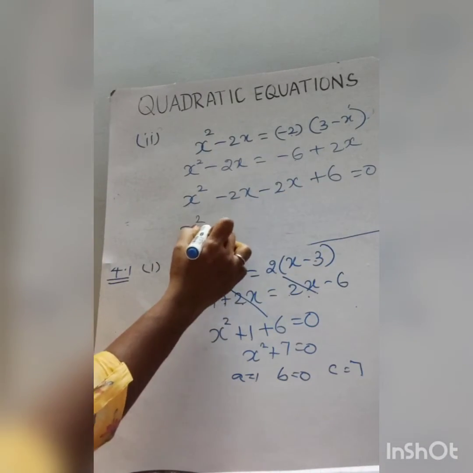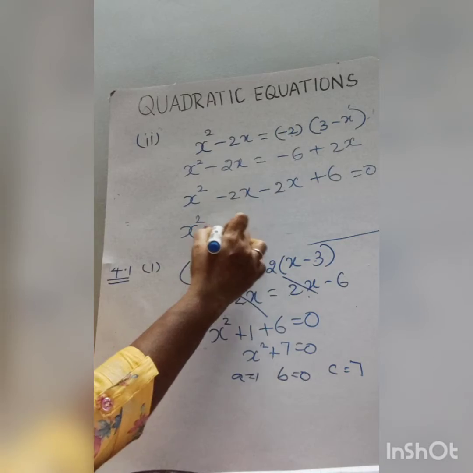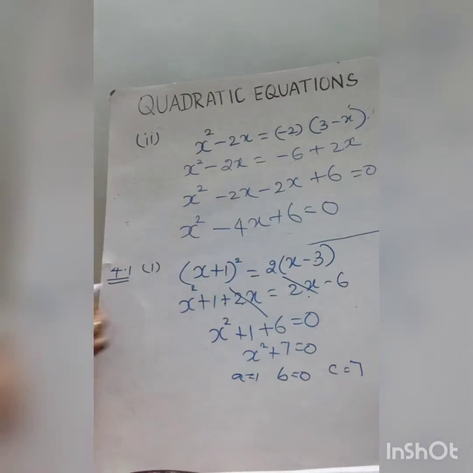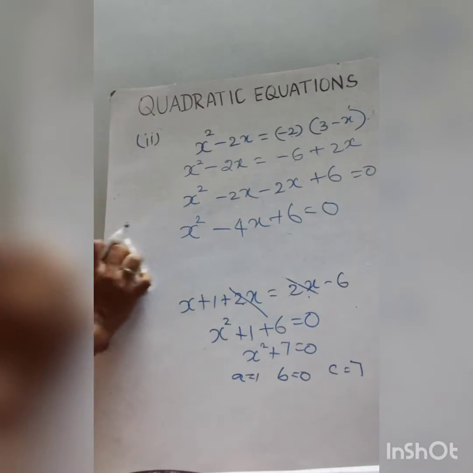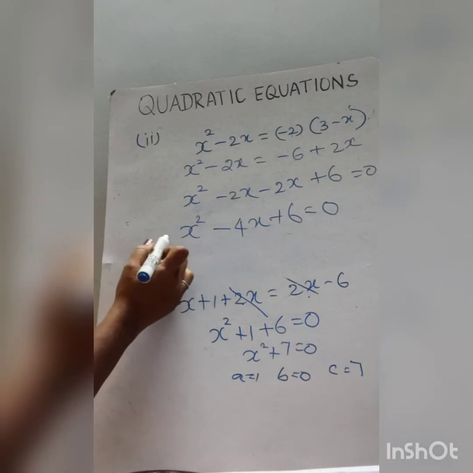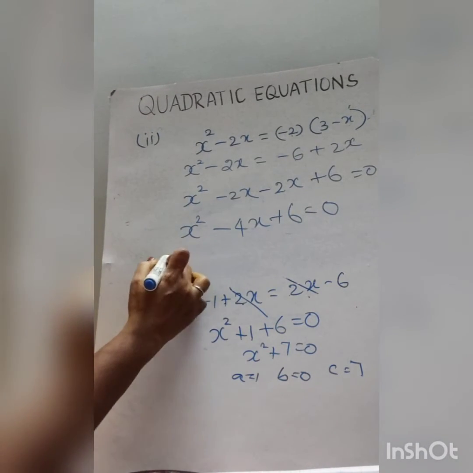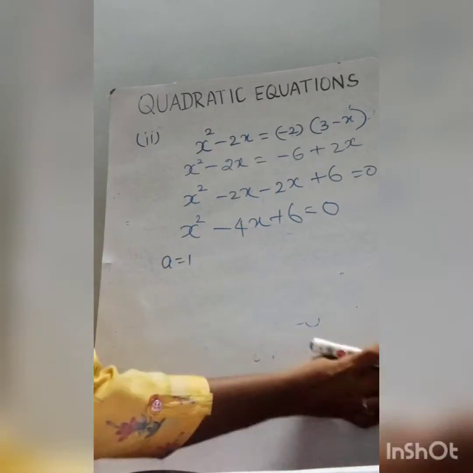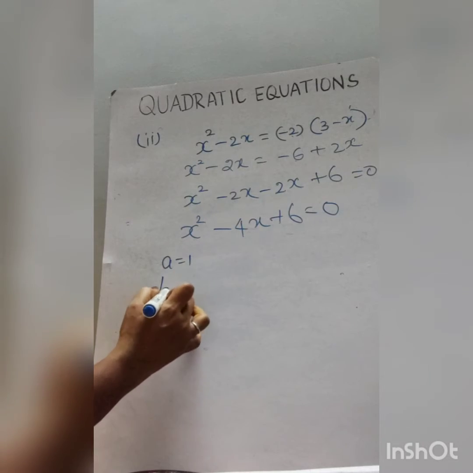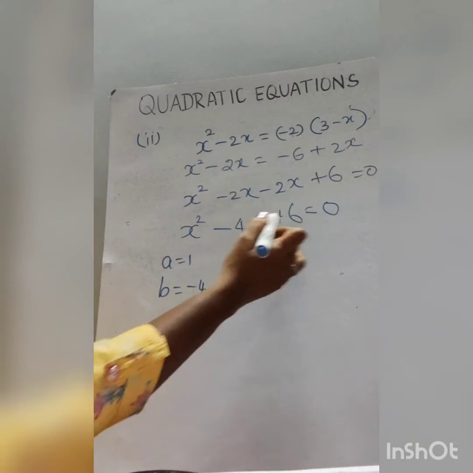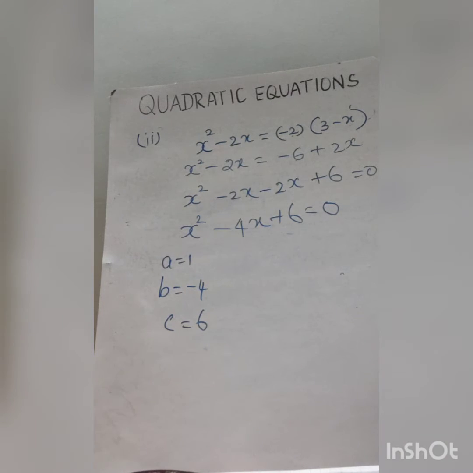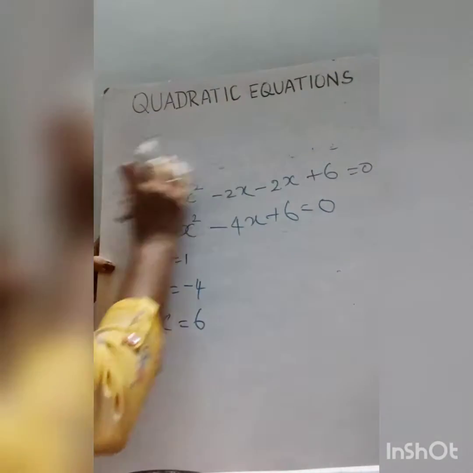Finally we have x square. When you add these two, I get minus 4x plus 6 is equal to 0. Here a value is 1 because the coefficient of x square is 1. So a is 1 and the coefficient of x term is minus 4. So b is minus 4 and the constant term is 6. So this is a quadratic equation. Now let me check the third subdivision.